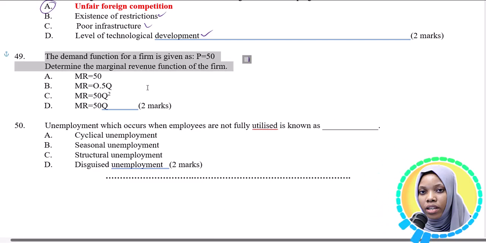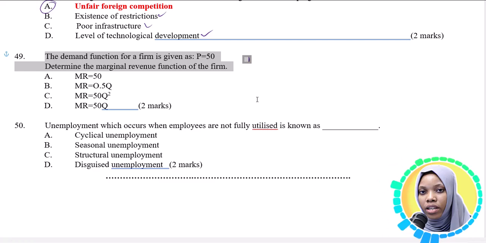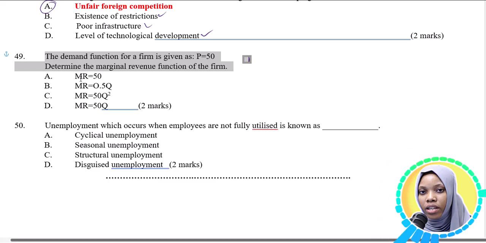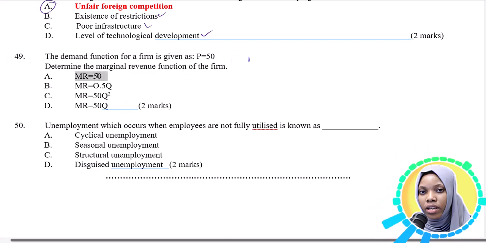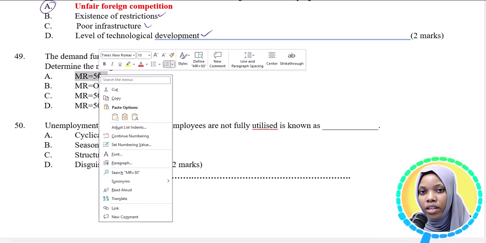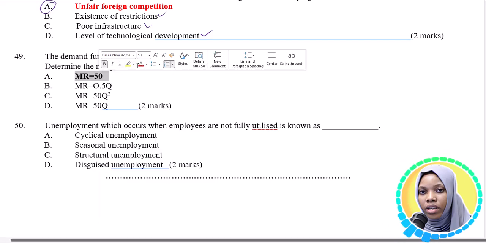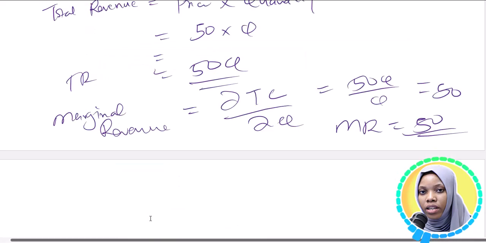So choice A, MR is 50. Choice B, MR is 0.5Q. Choice C, MR is Q squared. Choice D is MR equals 50Q. Our answer is choice A, MR is 50. We calculated it here. It's 50, MR is 50.